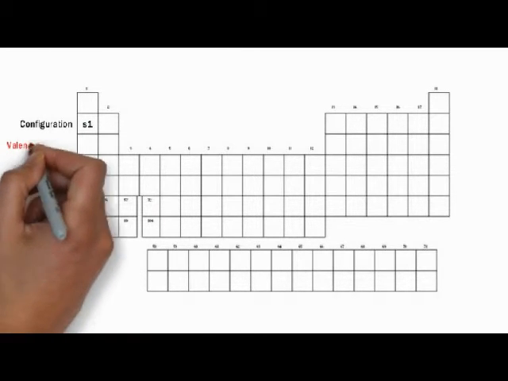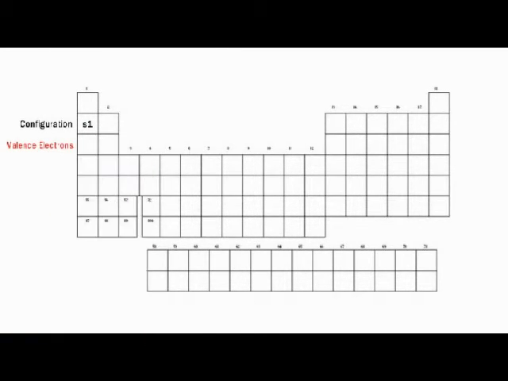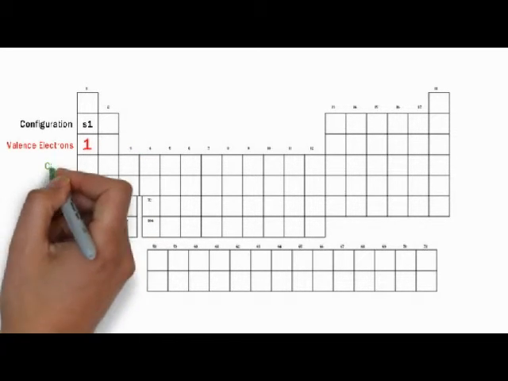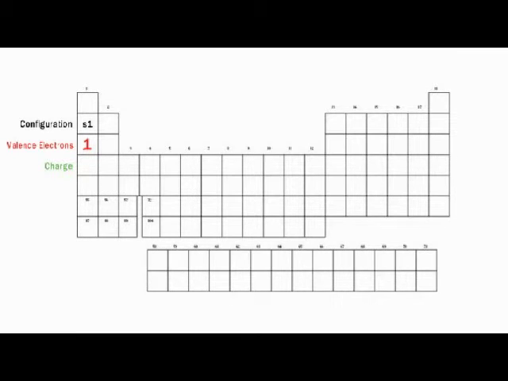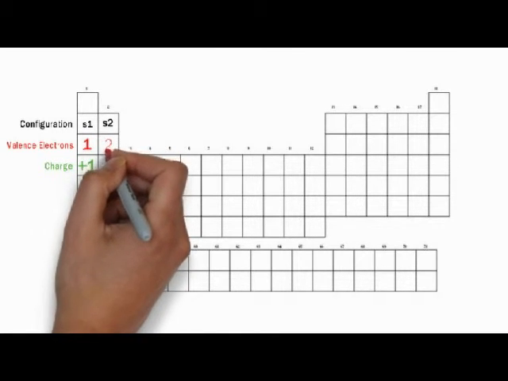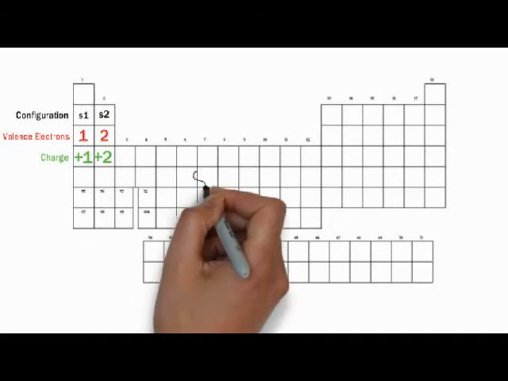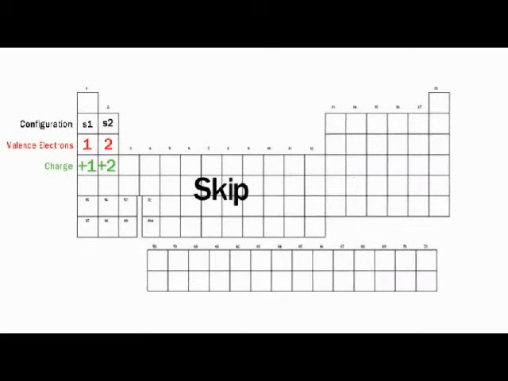Now, we could do this for every atom, but there's a pattern in the periodic table. Because the periodic table is based off of electron configuration, we can know how many valence electrons are in each column, and therefore the charge that each column will form. In the first column, we have an s1 configuration for the last term. It has one valence electron, so the charge will always be plus 1 for everything in the first column. In the second column, it's an s2 configuration, so it's got two valence electrons and a plus 2 charge.